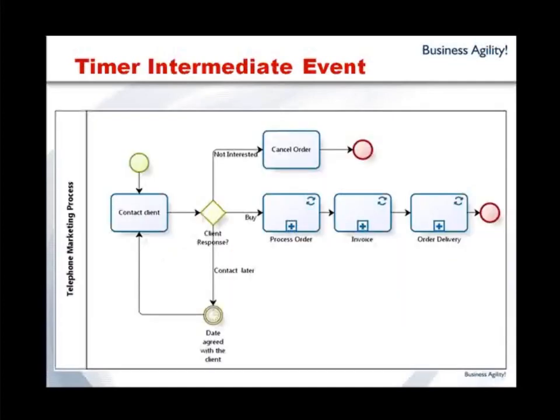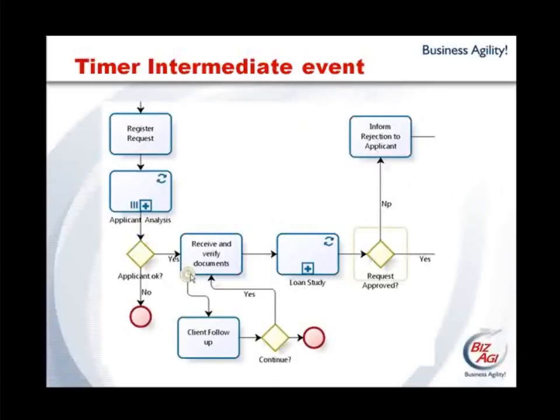In the example, we can see a timer intermediate event used within the sequential flow, indicating that the contact client activity is activated on the date agreed with the client. In this example, we can see a timer intermediate event joined to the borders of an activity, indicating that if the documents have not been received and annexed within 3 days, then an exception flow is activated, whereby it is followed up with the client.